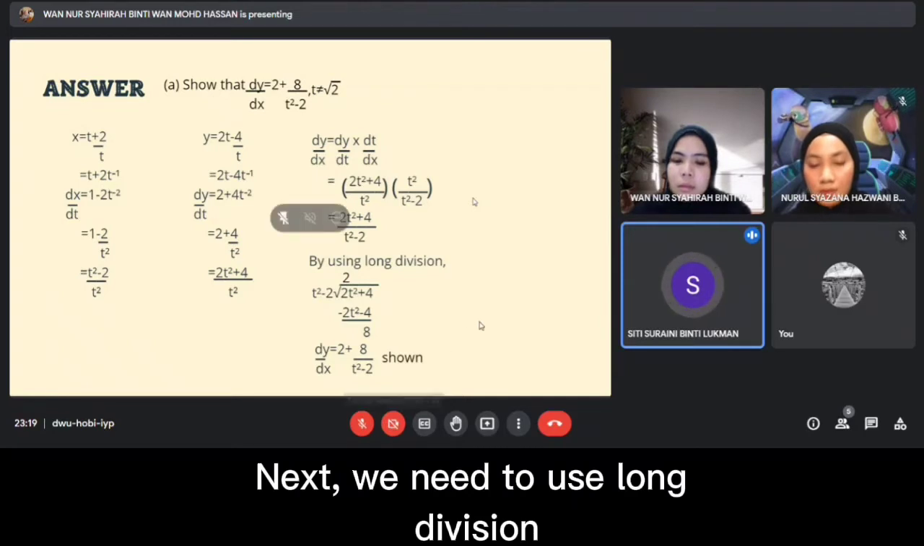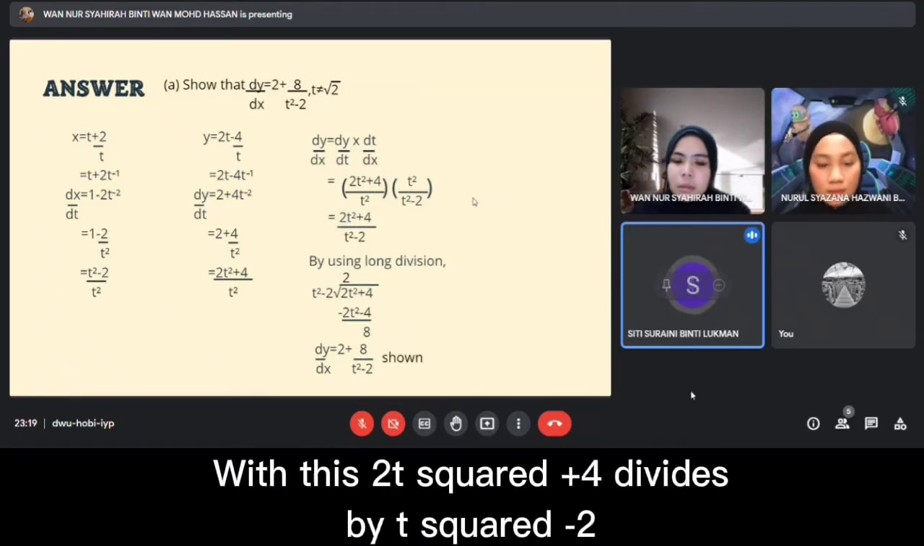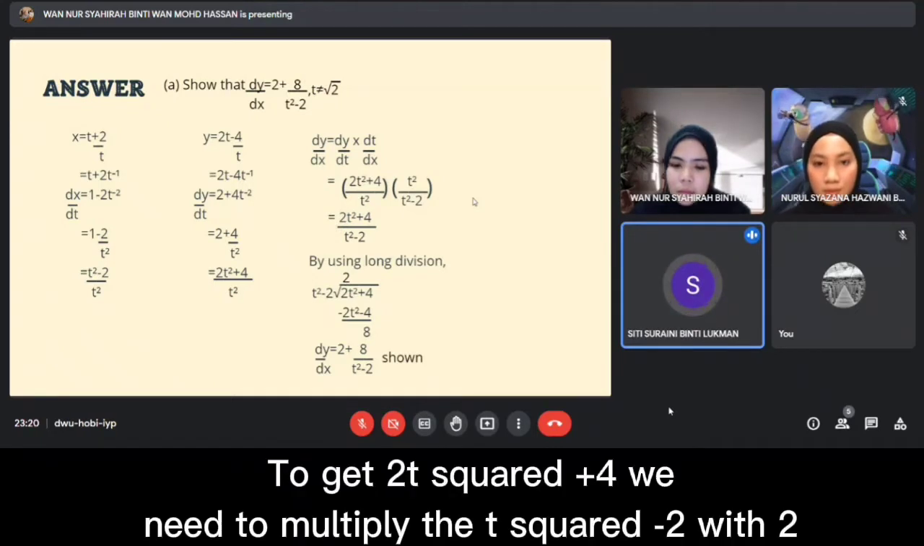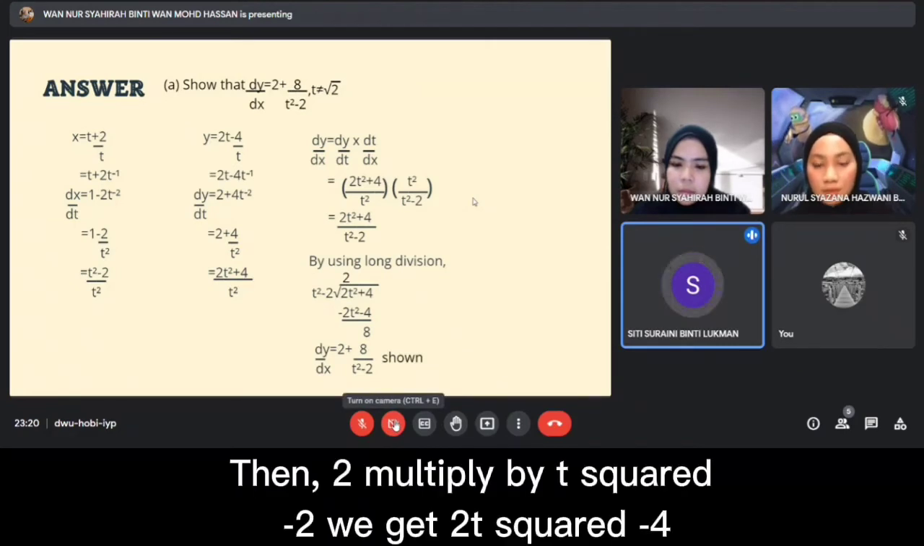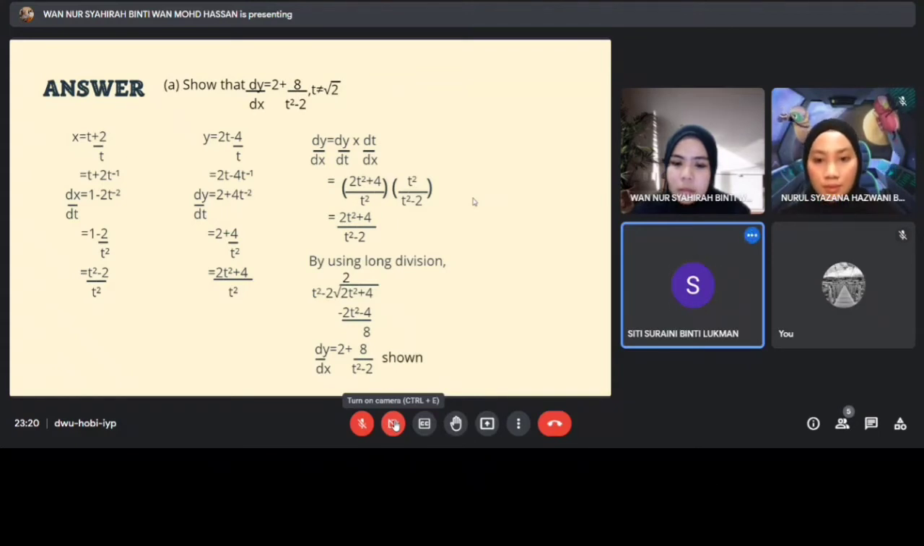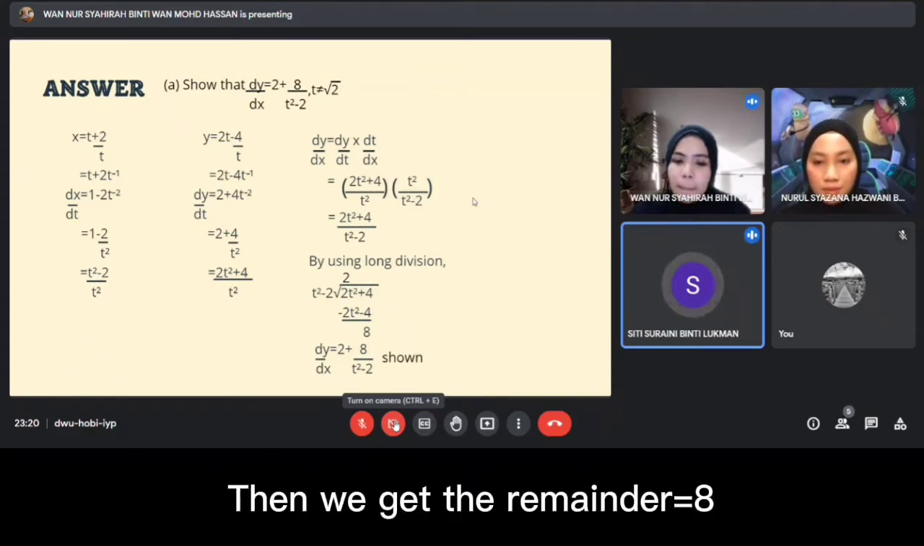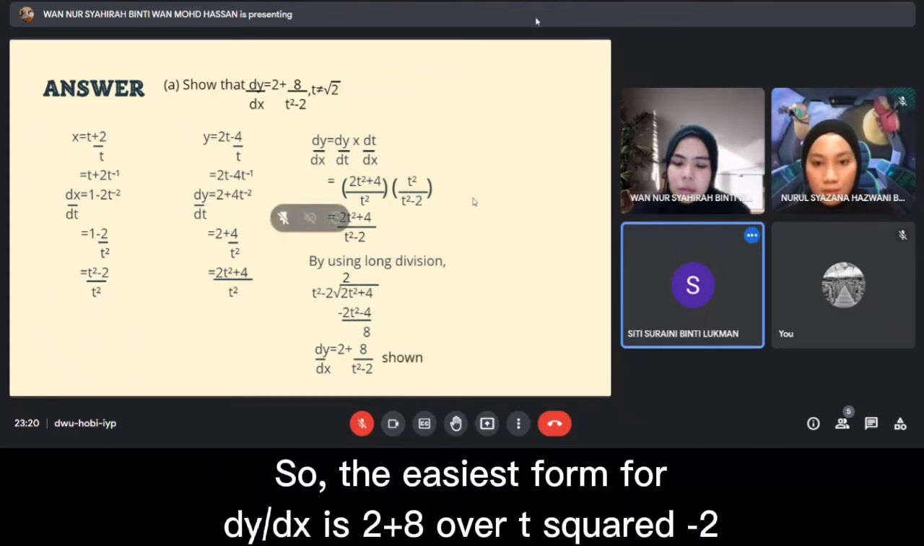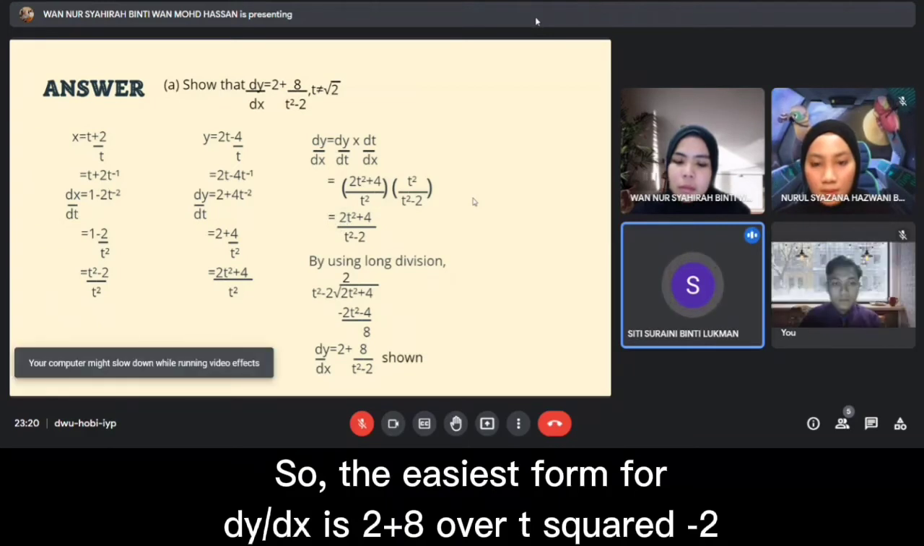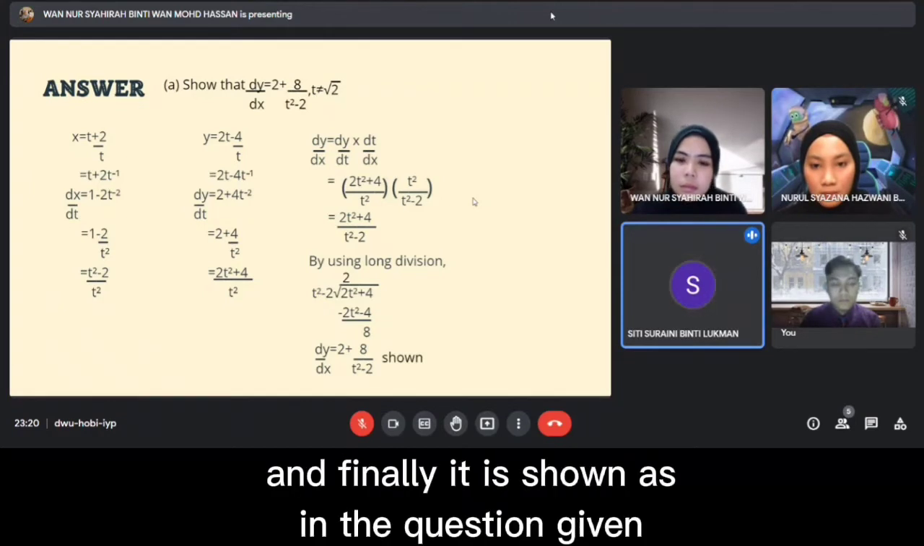Next, we need to use long division, which is 2t squared plus 4 divided by t squared minus 2. To get 2t squared, we need to multiply 2 with t squared minus 2. Then 2 multiplied by t squared minus 2 gives 2t squared minus 4. Then we get the remainder equal to 8. So the simplest form for dy/dx is 2 plus 8 over t squared minus 2, and finally it is shown as the question given.